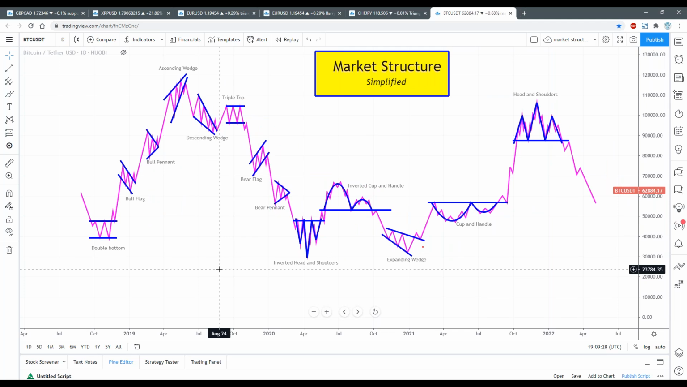We have double bottoms, bull flags, bull pennants, ascending wedges, descending wedges, triple tops, bear flags, bear pennants, inverted head and shoulders. We have inverted cup and handle. We have expanding wedges, cup and handle. We have head and shoulders. You can go on and on and on, but there's only a handful of leading patterns, and a lot of them are very similar.